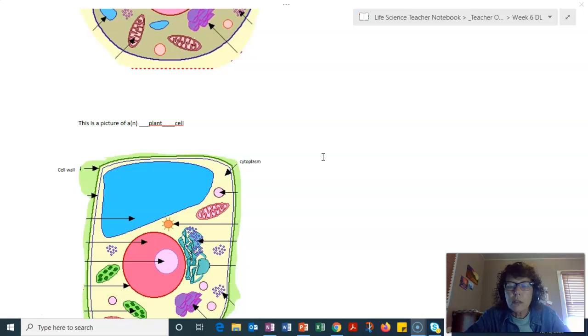This is homework. You'd be doing that if you were at school anyway. And so just sit with me and do this with me. It's a learning process. Okay, so we labeled the cytoplasm.